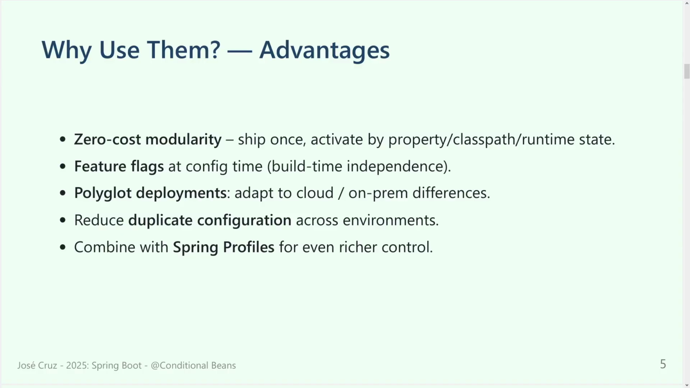If it's a condition, it's already saying, okay, if something is true or false, it should be available or not. The name says it all. Polyglot deployments, again, the example that I was giving you about the clouds. It reduces duplicate configuration across environments because each bean contains its own configuration and it's active or not. You don't have to duplicate the configuration, have a specific config file for Azure, a specific config file for AWS. I'm saying cloud, but you can apply it, for instance, to operating systems and other kinds of scenarios.